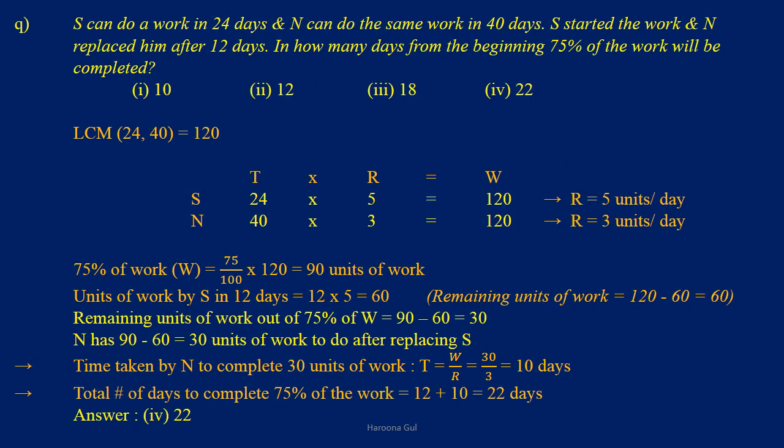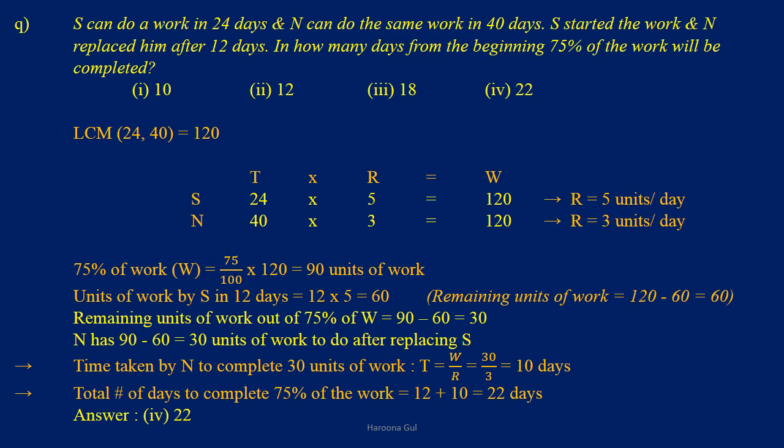This question says that S can do a work in 24 days and N can do the same work in 40 days. S started the work and N replaced him after 12 days. In how many days from the beginning 75% of the work will be completed? Now you see, we will assume the work to be the LCM of 24 and 40 days, which is equal to 120. So we will assume W to be 120 units, right?